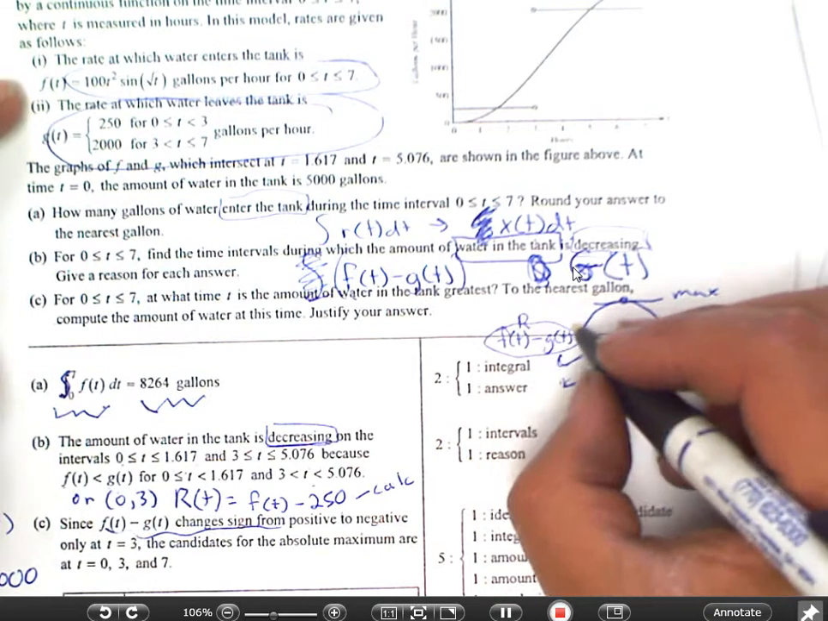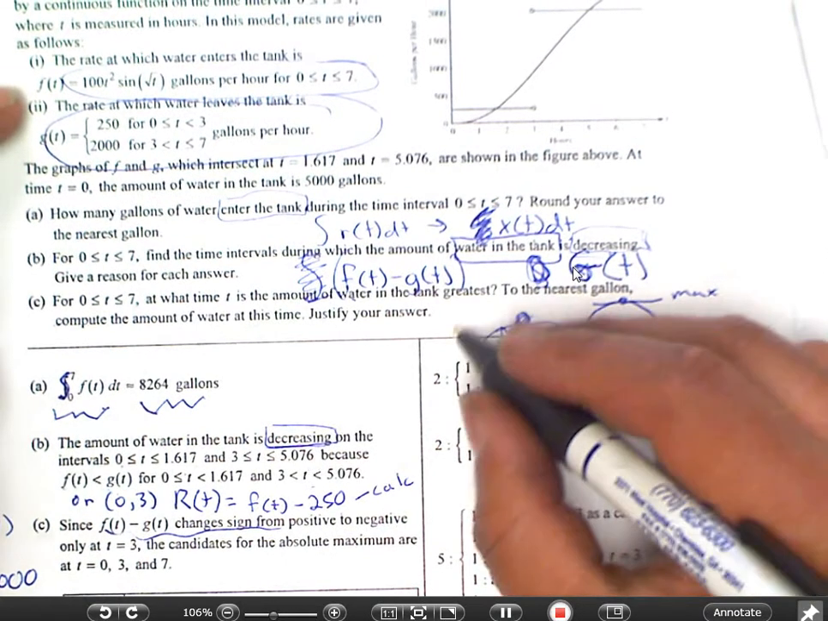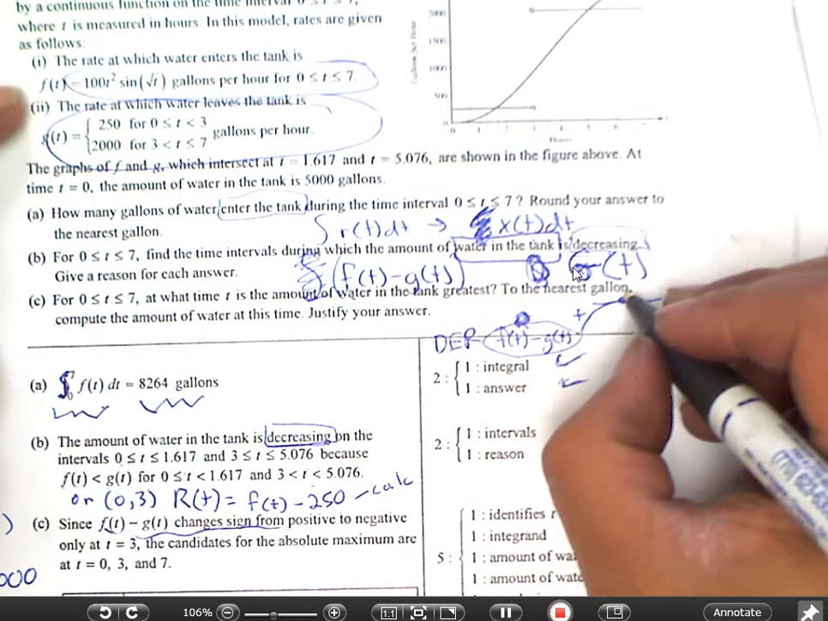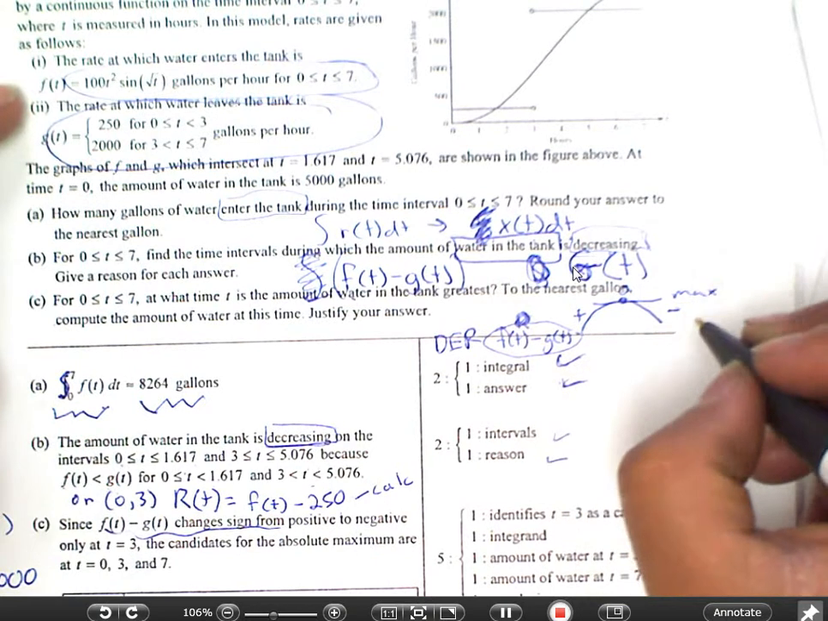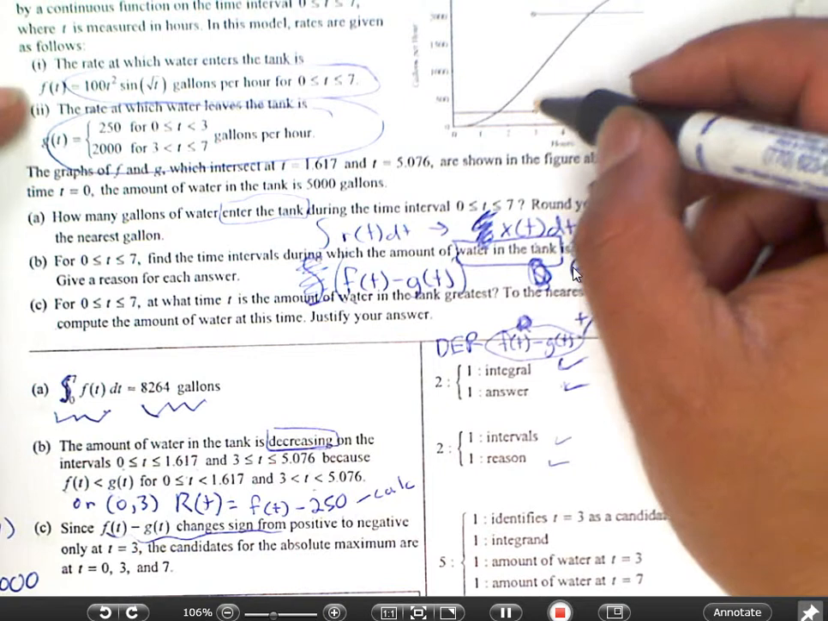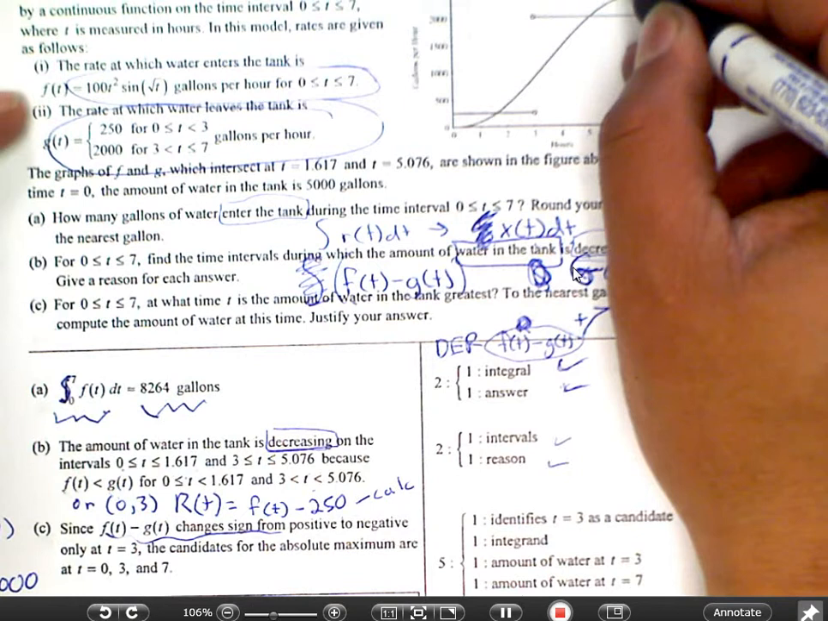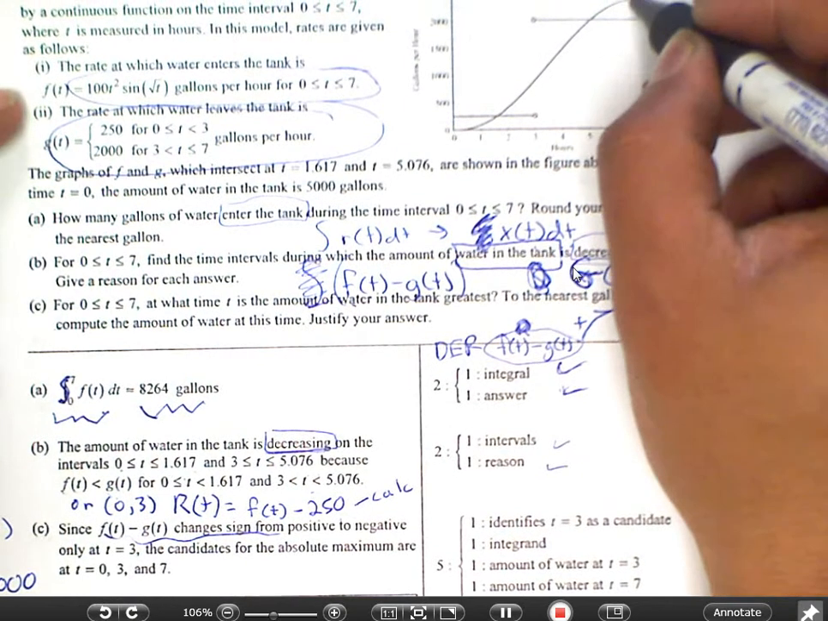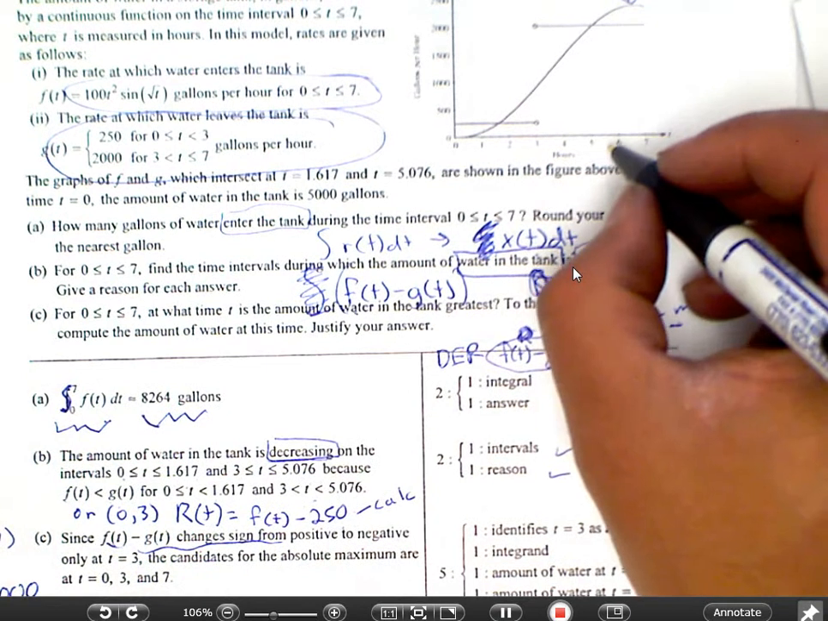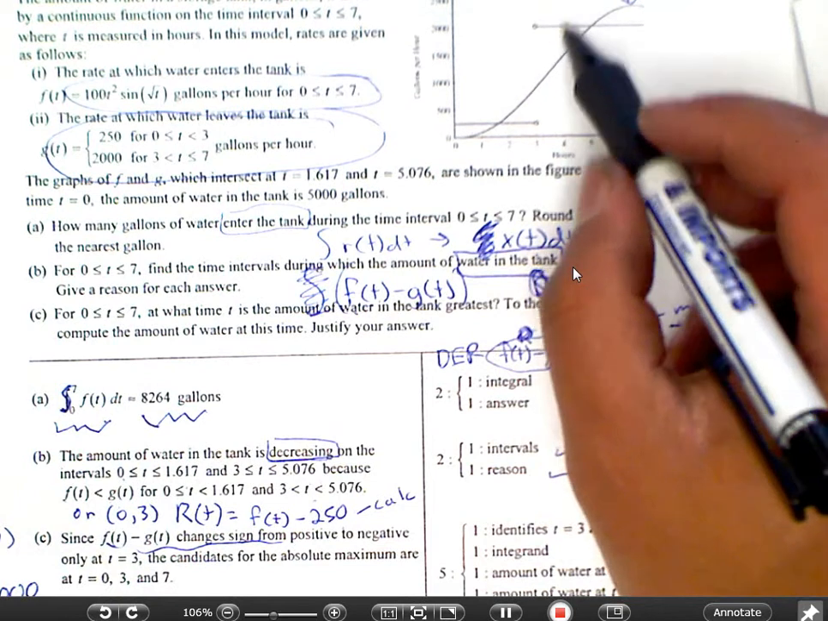We want our rate, right? This is kind of like the derivative. Think of this as the derivative. We want our rate to go from positive to 0 to negative, right? Well, think about f of t minus g of t. Which one's f of t? Let's see. This is f of t. When's f of t minus g of t going to be positive? Think about it.